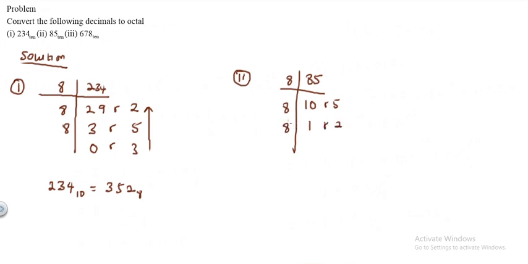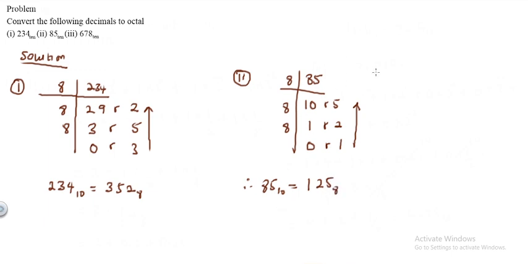Then ask myself, how many times does 8 go into 1? It cannot, so 0. Now bring down this 1 here, remainder 1. Then I'll pick the numbers from the bottom to the top, so that I know that 85 base 10 is equal to 125 base 8.